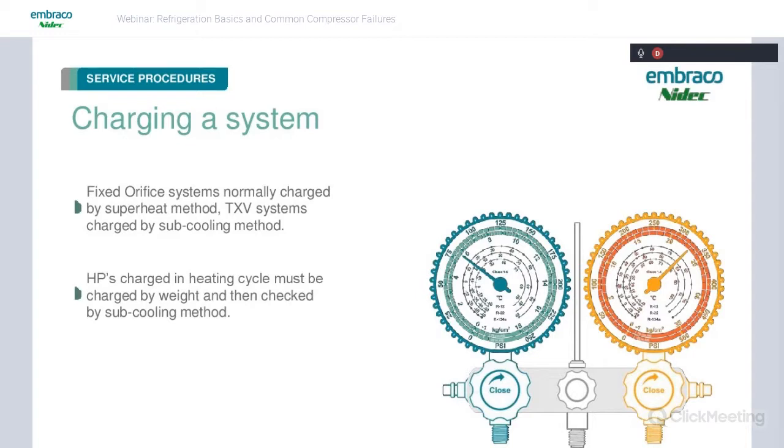And again, when we're charging a system, fixed orifice systems are normally charged by the superheat method if we're not weighing it in. And TXV systems are typically charged with subcooling. Heat pumps typically are charged in the heating cycle, really should be charged by weight and then checked by subcooling, because pretty much all your heat pumps use TXV valves now.